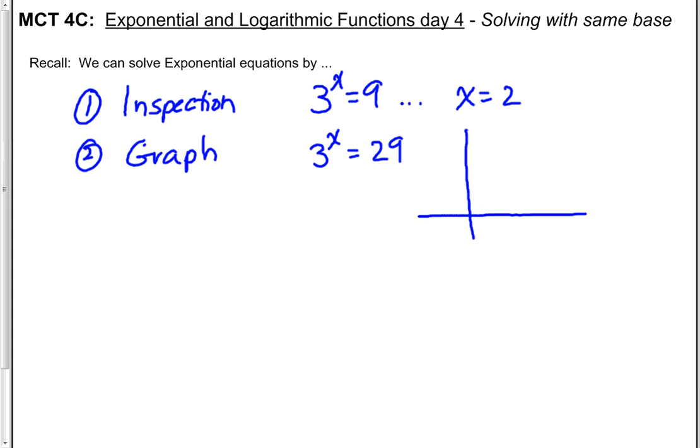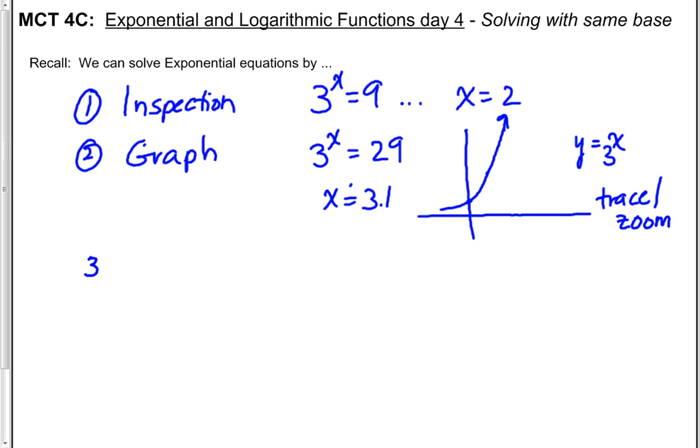So we can put the graph of y equals 3 to the x into your calculator. It has a 1, 3, 9, 27. You can trace on a calculator, you can zoom and determine the answer. It would be approximately about 3.1.